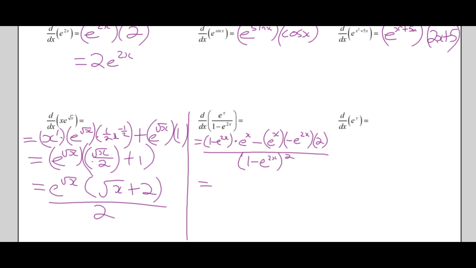Now what? Well, we can factor out of the top, right? So let's see what we end up with. What's our common factor here? E to the x, right? Okay, so let's pull out an e to the x.